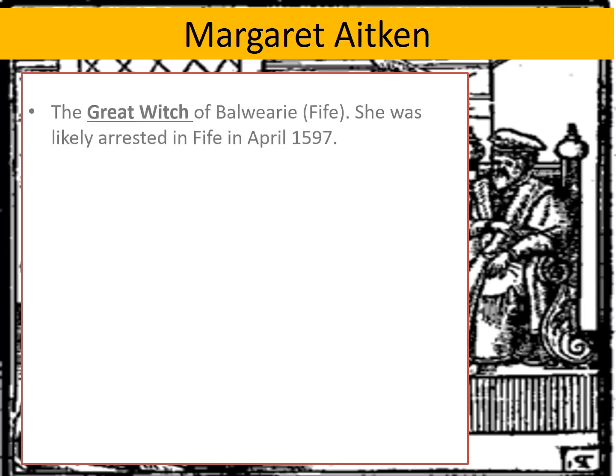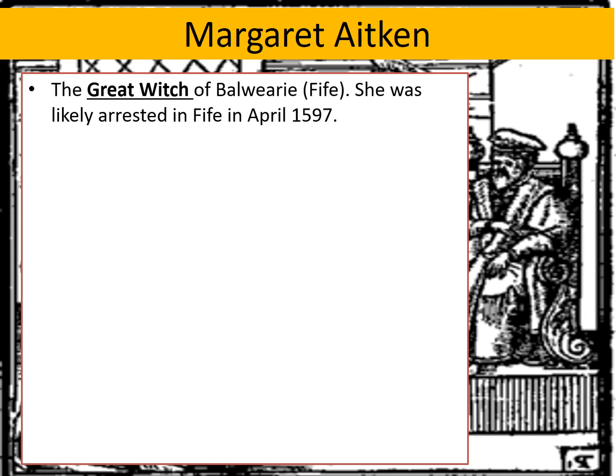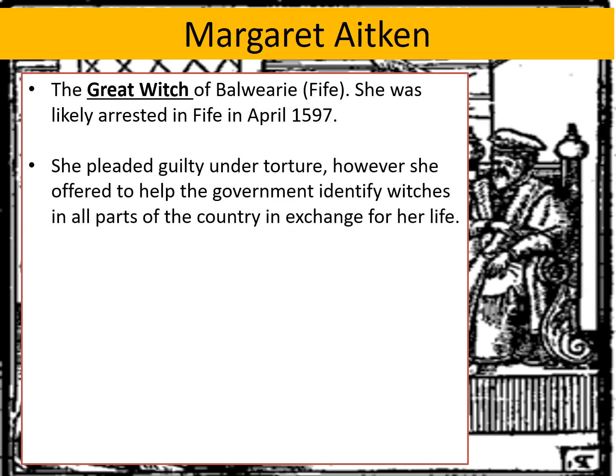So here is your information on Margaret Aitken here to help you with your fact file. So Margaret Aitken was known as the Great Witch of Balwearie, which is in Fife, and she was likely arrested in Fife in April 1597. She pleaded guilty under torture. However, she offered to help the government identify witches in all parts of the country in exchange for her life.